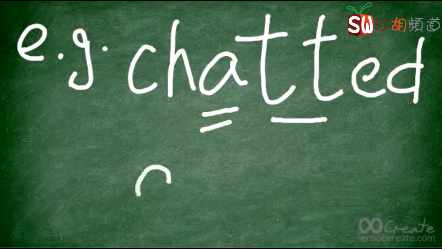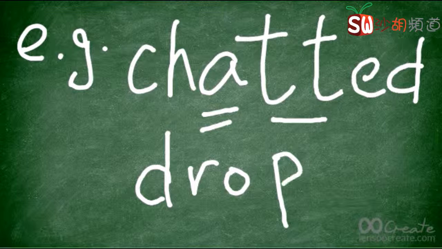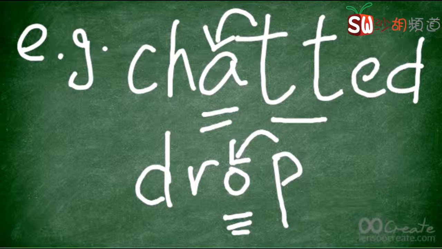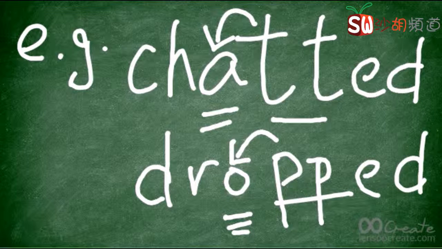For example, drop. You see a vowel here, A, E, I, O, U, before the last letter. Then you double the last letter. And then you add e-d.